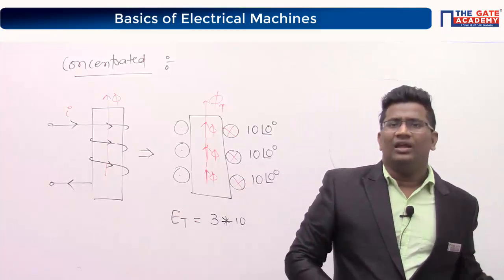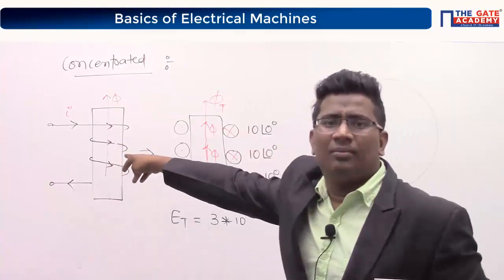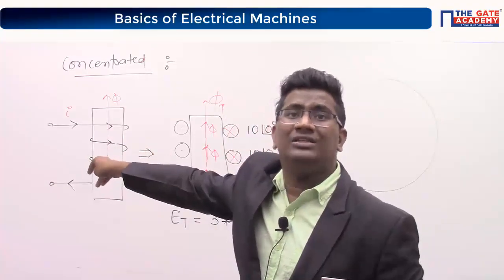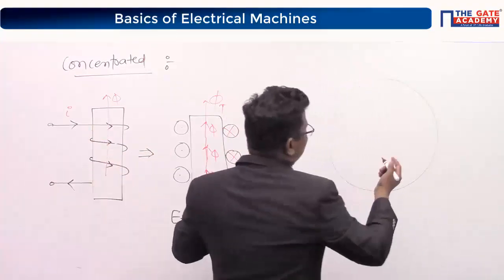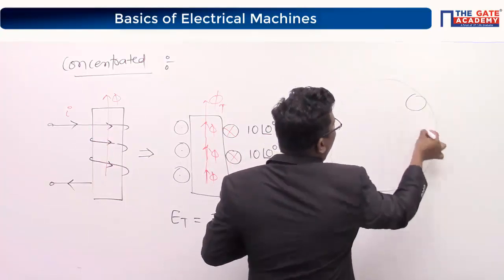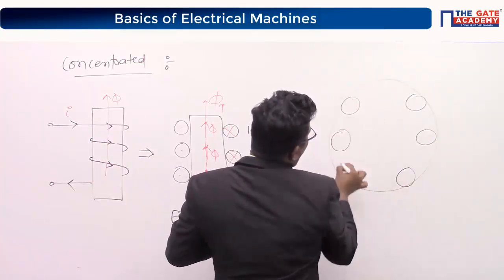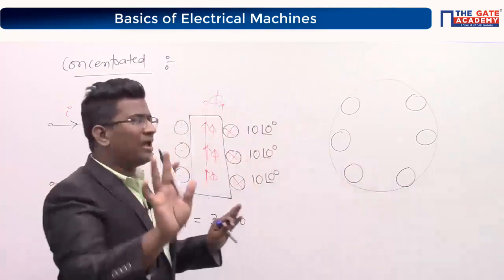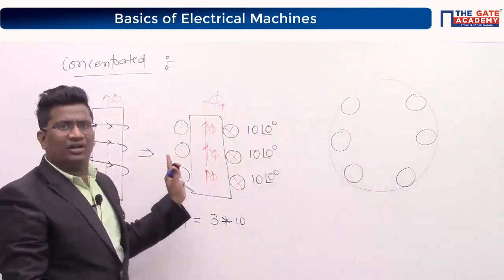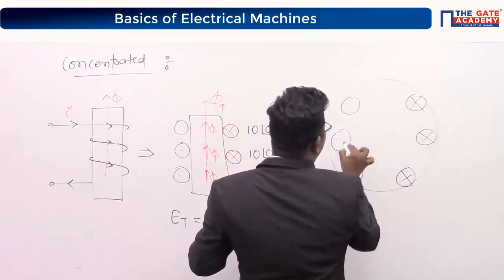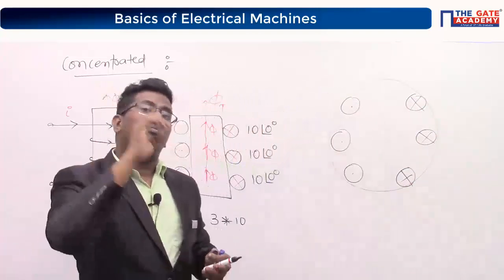Correct? Here how many coils I have taken? 3 coils. In the same manner I have taken here: 1, 2, 3, 4, 5, 6. In the same manner, right side cross, left side dot. Similarly I will take right side cross, left side dot. Clear? Tell me once.